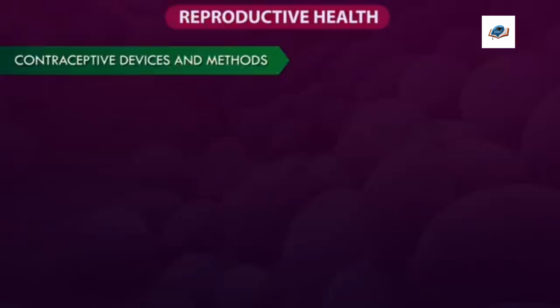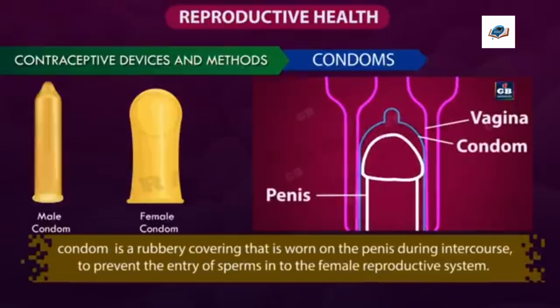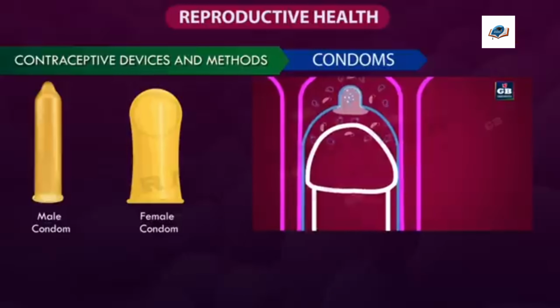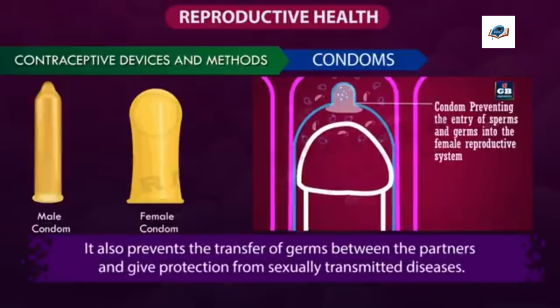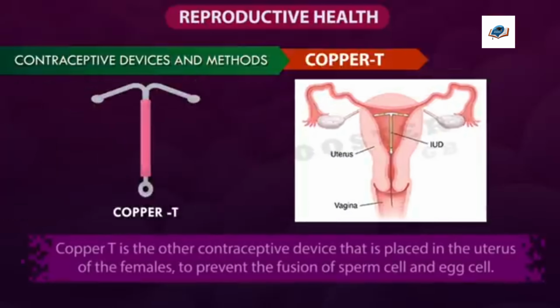Contraceptive devices and methods. Condom. A condom is a rubbery covering that is worn on the penis during intercourse to prevent the entry of sperms into the female reproductive system. It also prevents the transfer of germs between the partners and gives protection from sexually transmitted diseases. Copper T. Copper T is another contraceptive device that is placed in the uterus of females to prevent the fusion of sperm cell and egg cell.